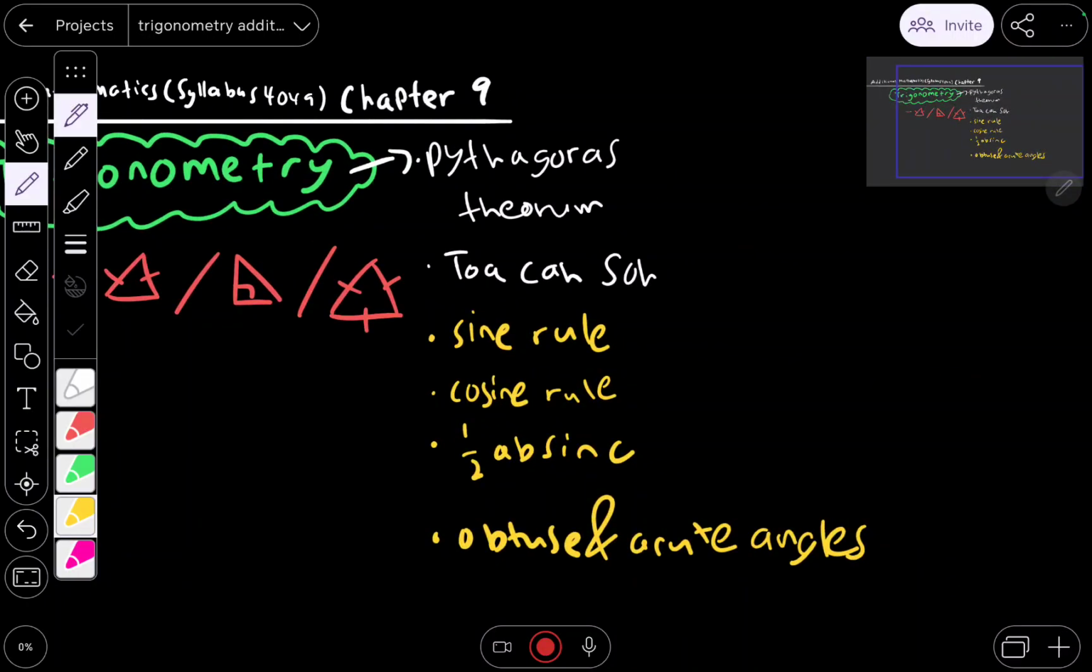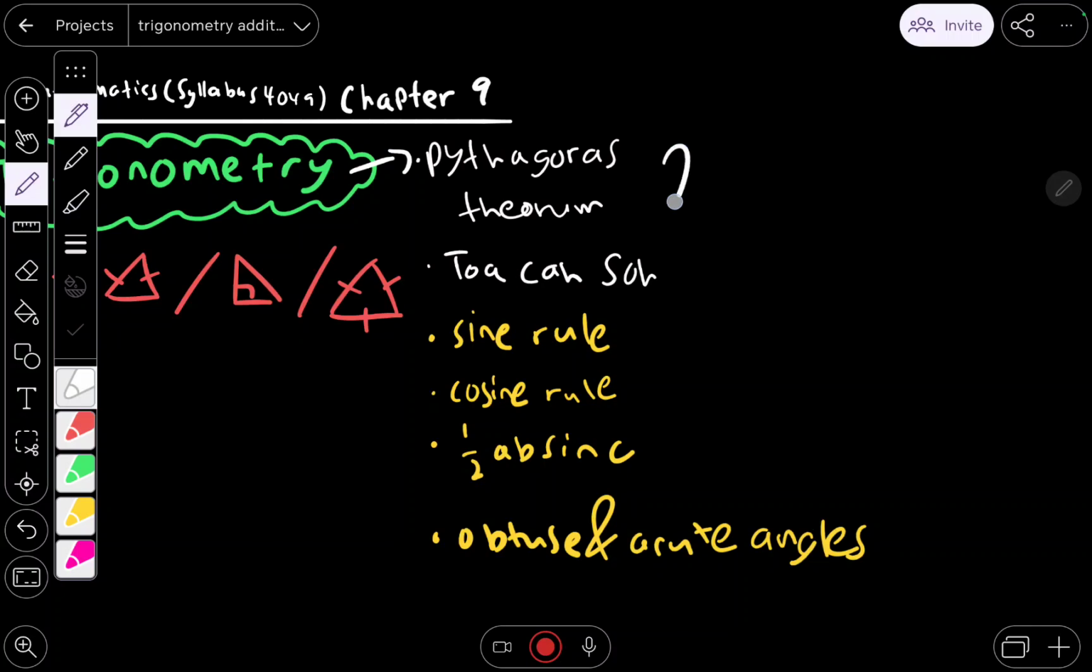And to give you a recap, both Pythagoras theorem and tuakaso are strictly for a right angled triangle. Alright, so for sine rule, cosine rule, half AB sine C, and obtuse and acute angles, it's not necessary or you can't use them for right angle triangles. Actually, half AB sine C can, because it's half times base times height, and the base must be perpendicular to the height. And you know that sine 90 is 1, which I will cover more later in special angles. Alright, because it's in the AMF syllabus.